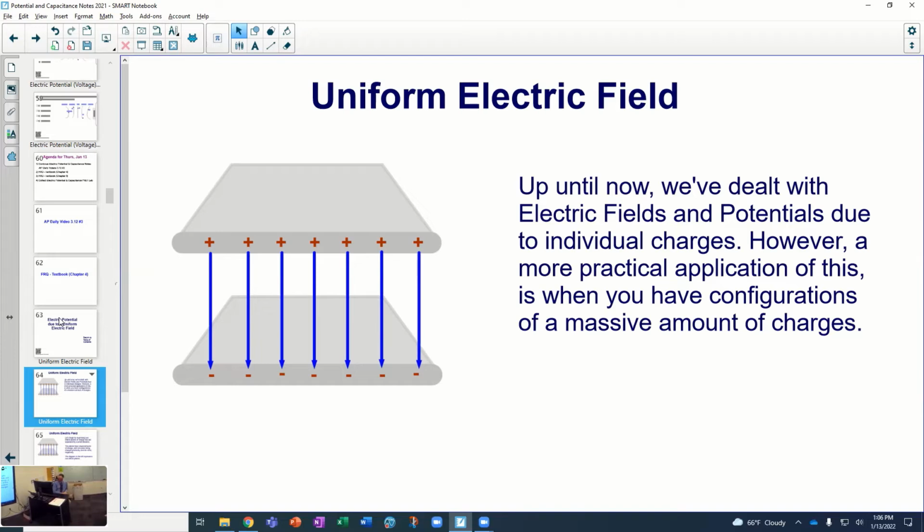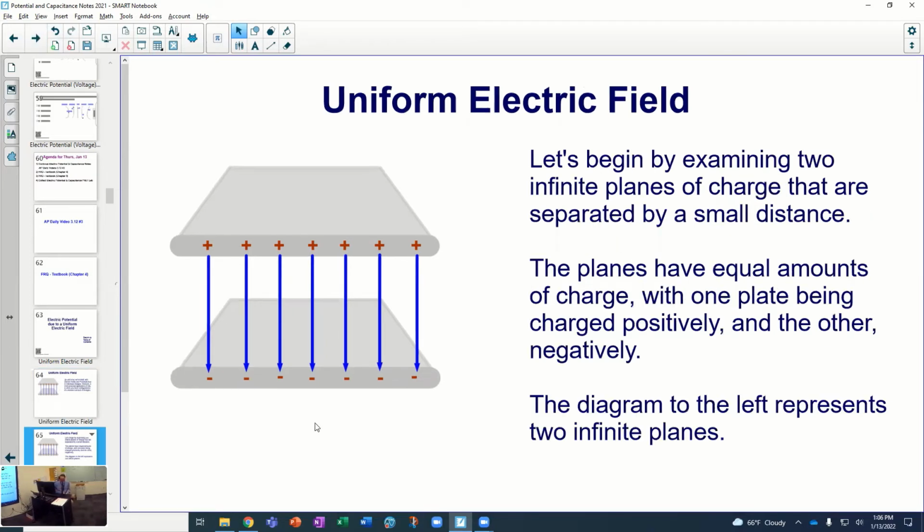So I'll read this one. Up until now, we've dealt with electric fields and potentials due to individual charges. However, a more practical application of this is when you have configurations of a massive amount of charges. So we've mostly been focused on point charges, one of them, two of them, three of them, four of them at most. Now we're saying, well, in terms of practical circuitry, it's not going to be individual charges, it's going to be plates that become charged. All right, that's the basic principle here.